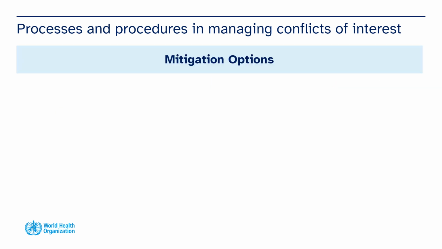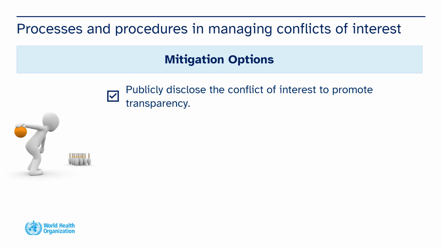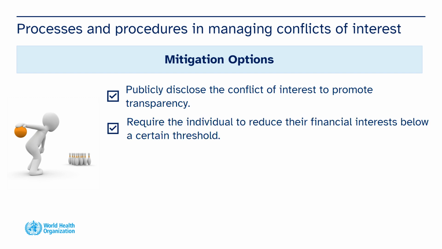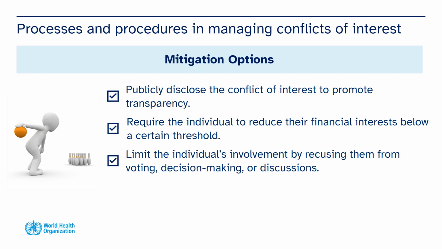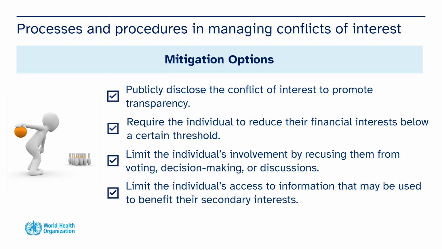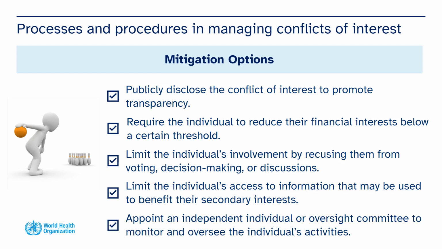Possible options to mitigate the conflicts of interest include: publicly disclose the conflict of interest to promote transparency. Require the individual or institution to reduce their financial interests below a certain threshold. Limit the individual's involvement by recusing them from voting, decision-making, or discussions. Limit the individual's access to information that may be used to benefit their secondary interests. Appoint an independent individual or oversight committee to monitor and oversee the individual's activities.